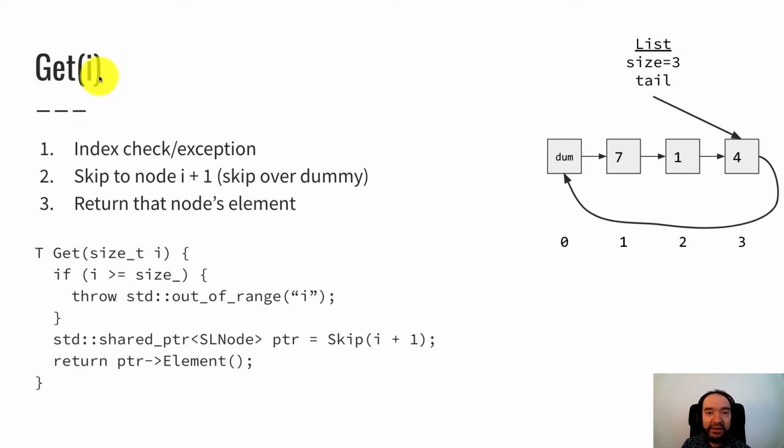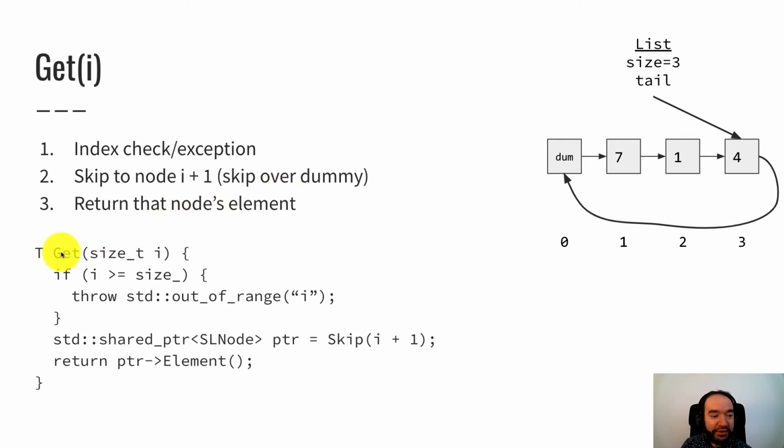First, get index i. Here's my algorithm. First, I just check i to see if it's an illegal index and throw an exception if it is. It's not hard, but we need to do that. Then we skip to node number i plus 1. Note that it's not node i. That's because, remember, we are counting in the skip function the dummy as index 0, but the end user thinks the first element is at index 0, so we have to account for that discrepancy. We know we have to skip over the dummy node. We don't want our caller to have to worry about that internal implementation detail.